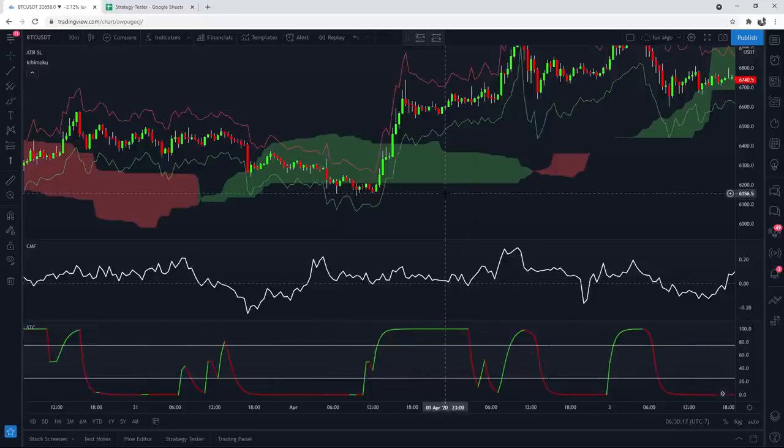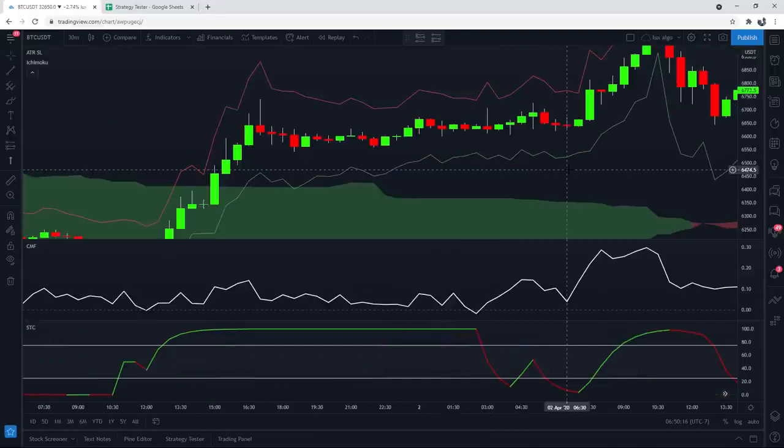Now let's go through the rules of the strategy one step at a time. The rules to enter a long position are as follows. You need to see that price is closed above the Ichimoku cloud. You need to see that the Chaikin money flow is above the 0 line, and you need to see that the Schaff trend cycle is above the 75 line.